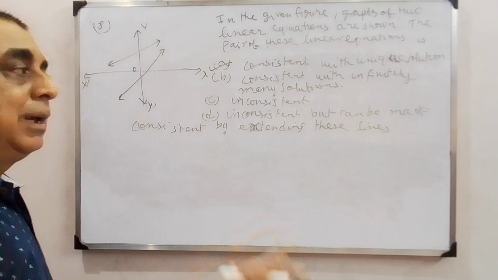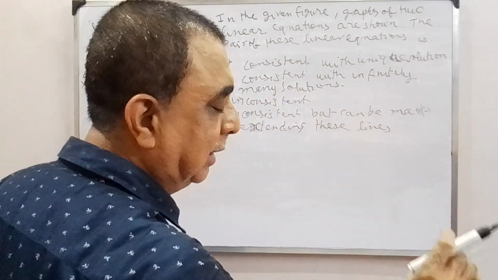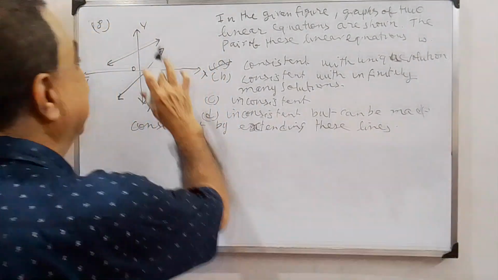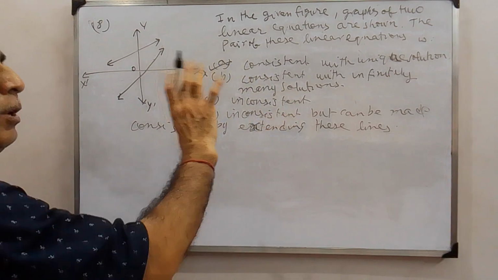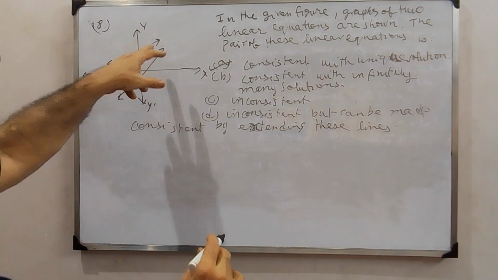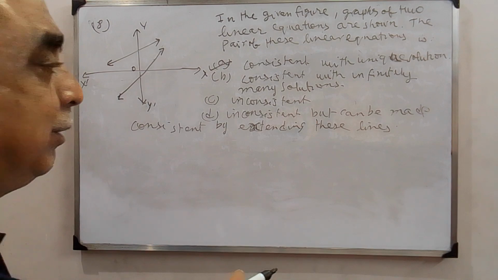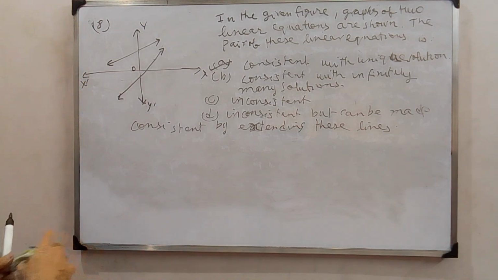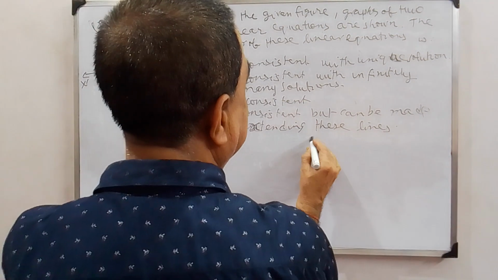The equations, we have to say whether it is soluble or not. This is soluble and there is only one solution of it. So by looking at this graph, these both lines will be meeting at some point, so this has a unique solution. Thus, the correct option here is A.